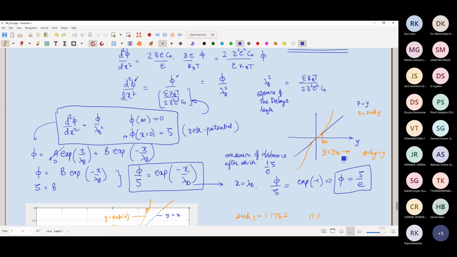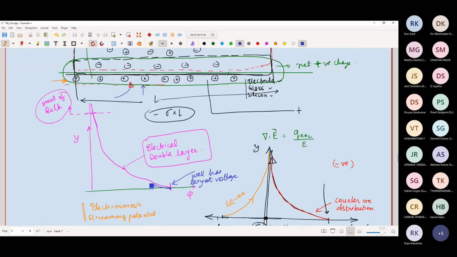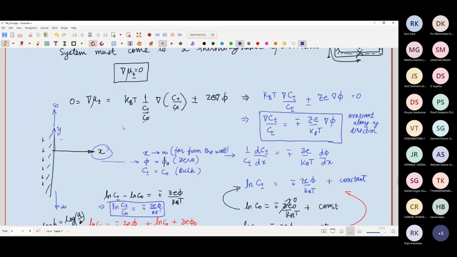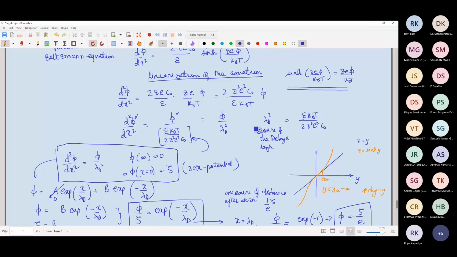So it is like a measure of this distance that we had drawn. If the potential over here is ζ, and the potential over here is ζ over e, where the value of e is 2.71, then we say that this distance is called the Debye layer thickness, or the electrical double layer thickness. So the λD that we had defined is called the Debye thickness.